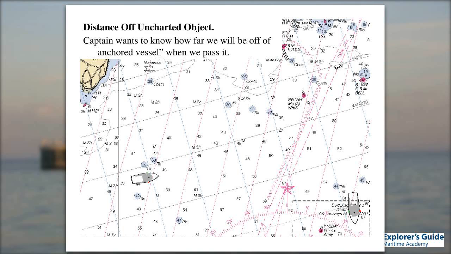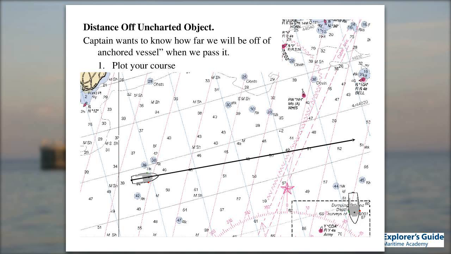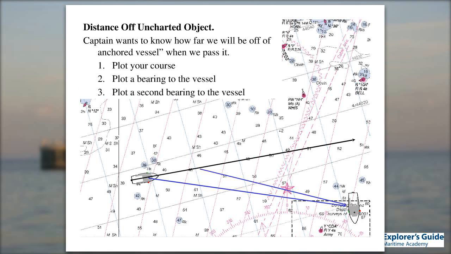What if it's a non-charted object? It's very simple. Say it's a military vessel and we've got to be at least 1,000 meters off of it. There's our DR. We always plot our dead reckoning line. This is where we're planning on traveling. I then take a bearing at a particular time to that object and I plot it. It's a line of position to that ship.